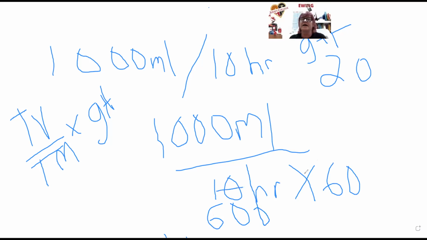So we can cross this out and we're going to divide by 600 and then multiply times our drop factor, which is 20. So you do the 1,000 divided by 600 first and then multiply that times 20. And what'd you get?